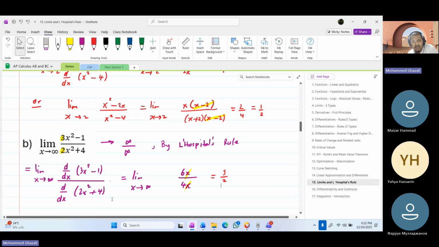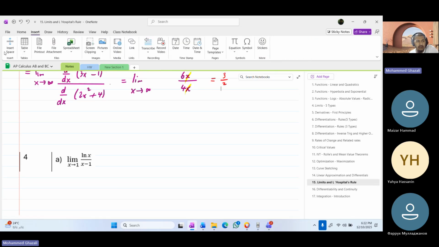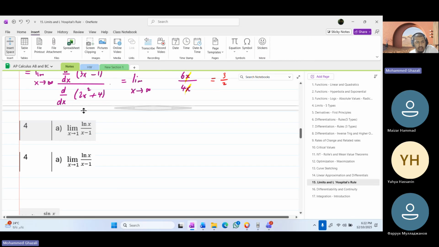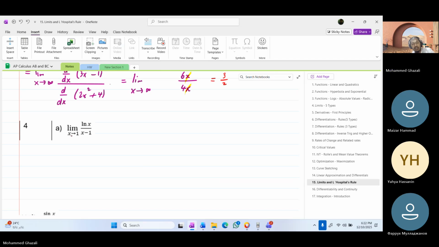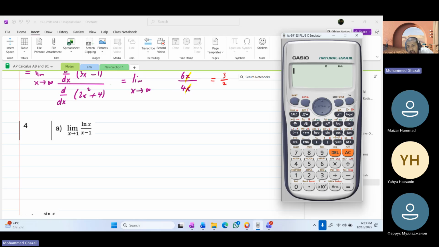Now I do have more examples on L'Hopital's rule, doing the same thing. Now let's directly substitute 1 here. If I directly substitute 1, I'm getting 0 in the denominator, and ln of 1 is also 0. Ln 1 is 0, right? So you're getting 0 over 0.